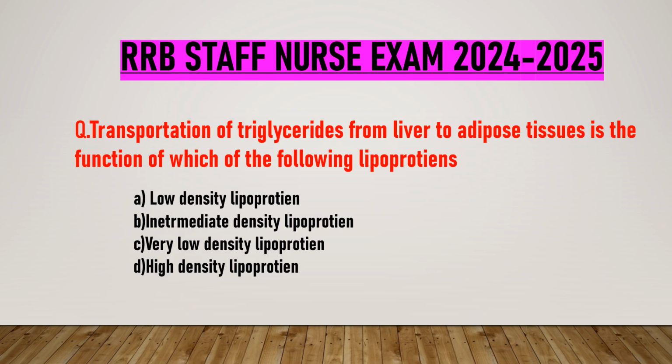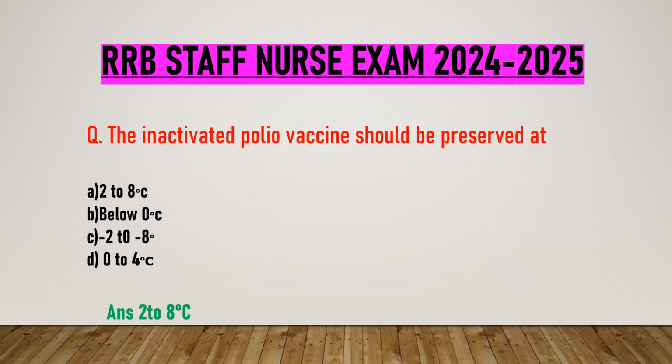Transportation of triglycerides from liver to adipose tissues is the function of which of the following lipoproteins? Options are low density lipoprotein, intermediate density lipoprotein, very low density lipoprotein, high density lipoprotein. So the answer is option C, very low density lipoprotein.